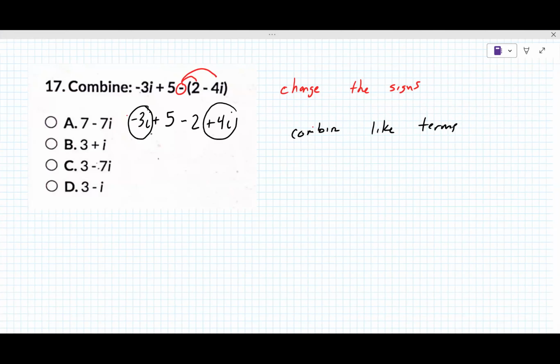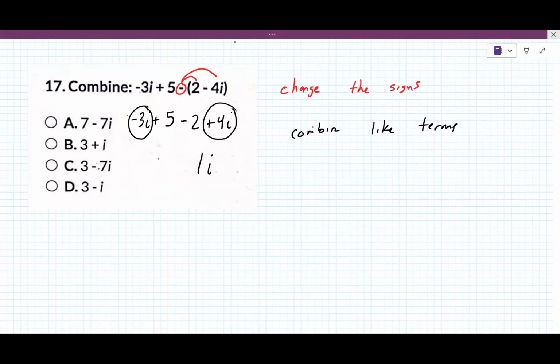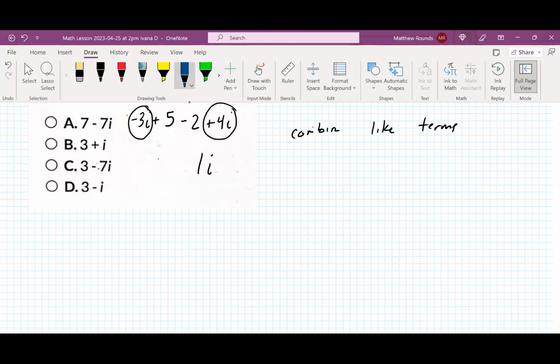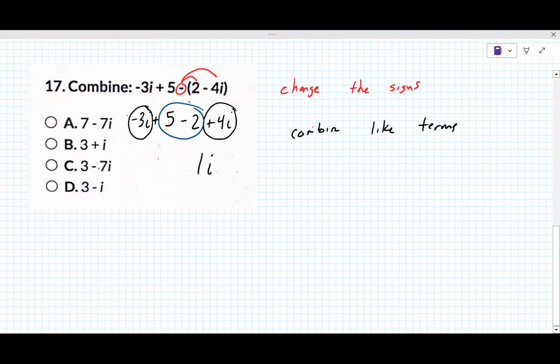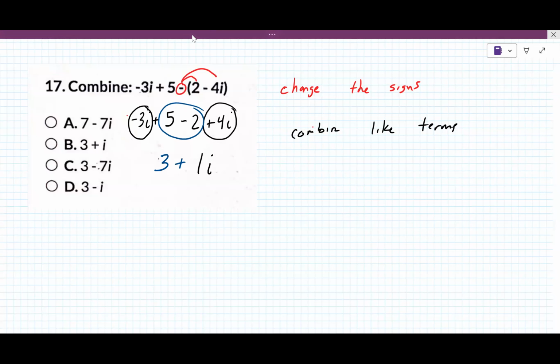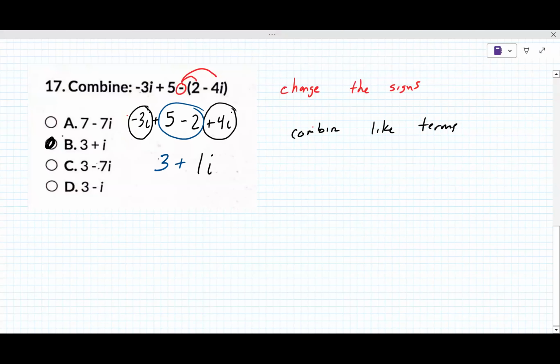plus 4i to become just i, or 1i. And then you can do the same thing with the numbers there. 5 minus 2, that becomes 3. So notice your final answer is letter B. Any questions on that? No.